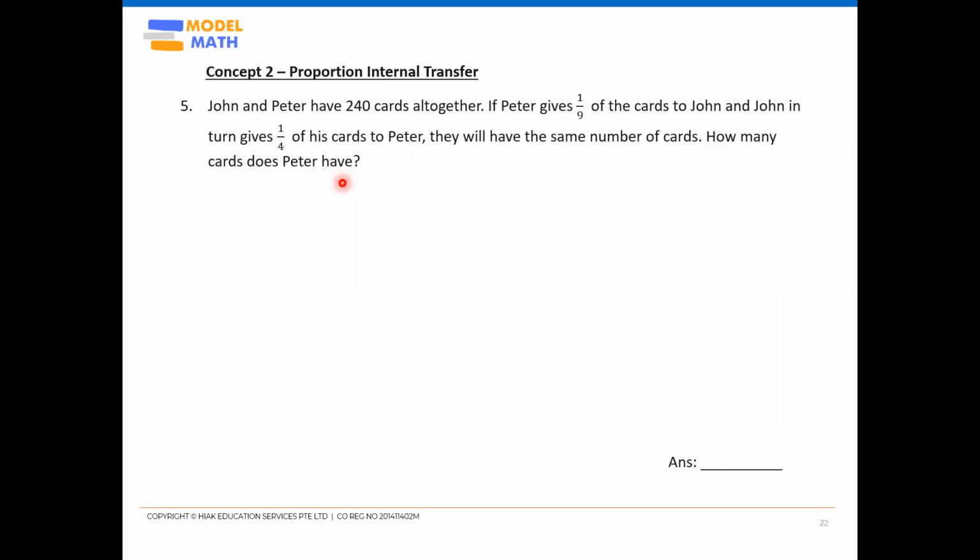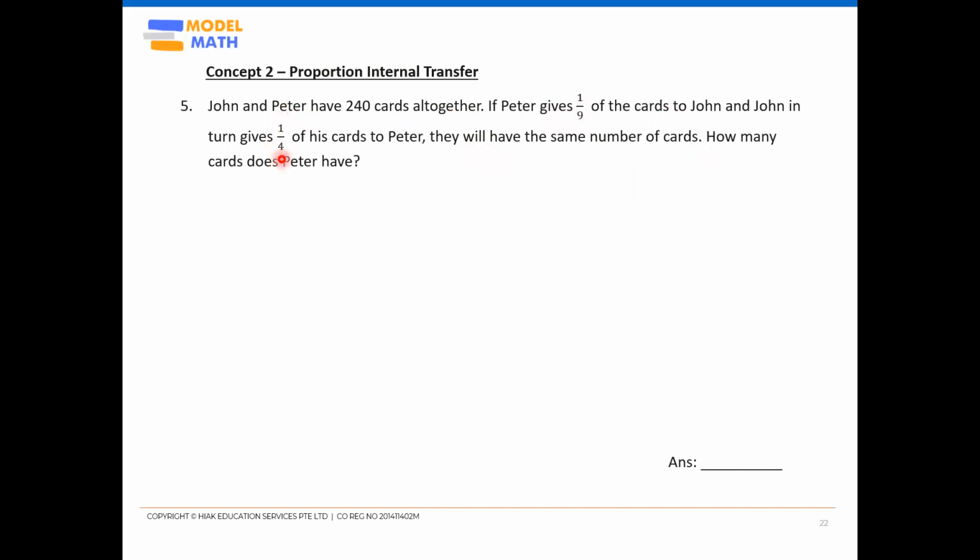Alright, so this question is slightly different from question one. It may look similar, but there are some differences, in that this involves internal transfer, whereas concept one in our lesson, week 8, involves external transfer. Most importantly, we have to be clear of this: there are two internal transfers, Peter giving to John and John giving to Peter.